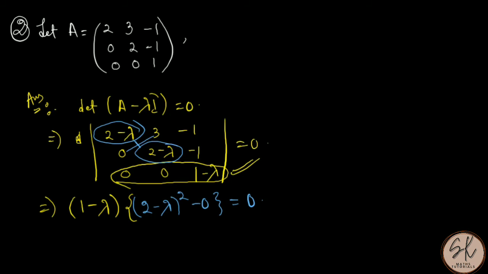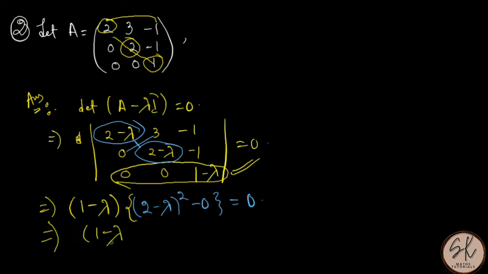Otherwise, you can easily remember that this is an upper triangular matrix, isn't it? For an upper triangular matrix, the eigenvalues are equal to the diagonal elements. Here the diagonal elements are 2, 2, 1, so we get the eigenvalues as 1, 2, 2.